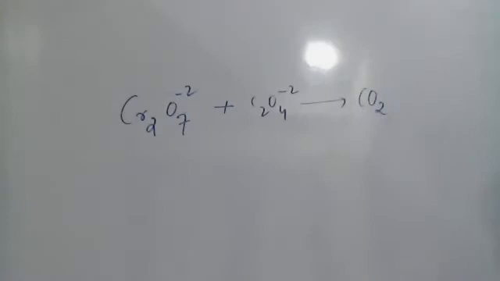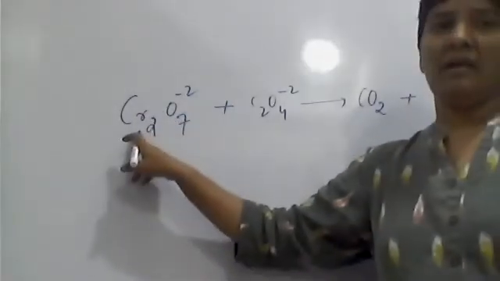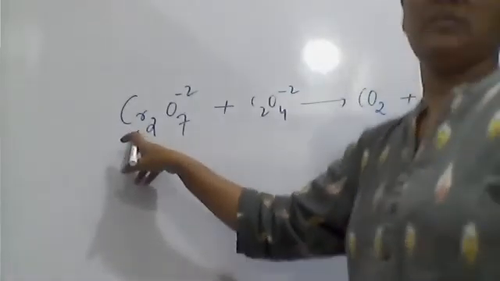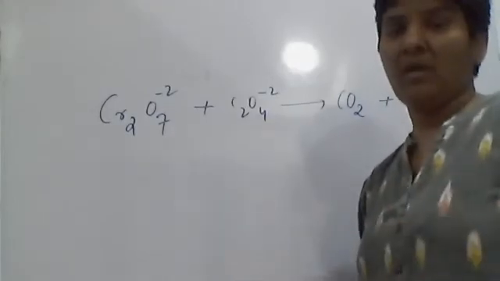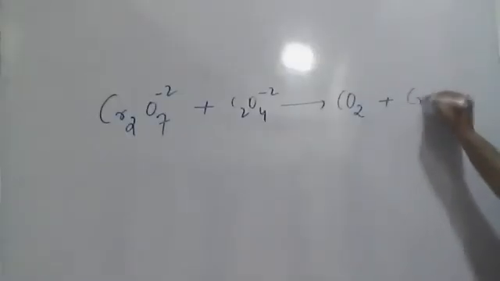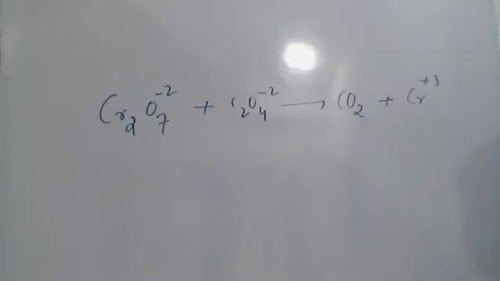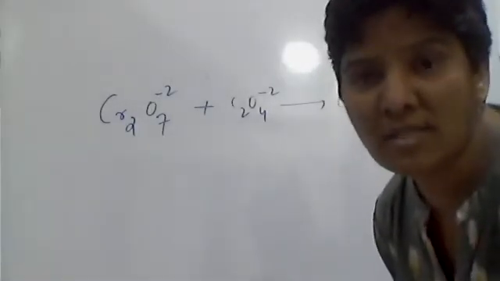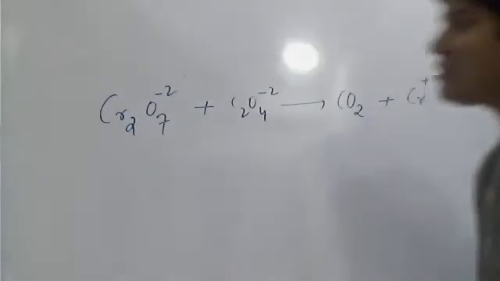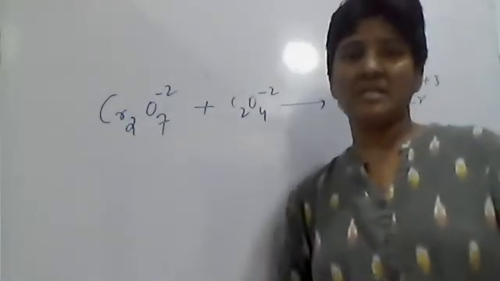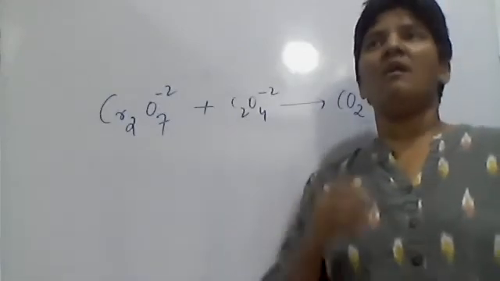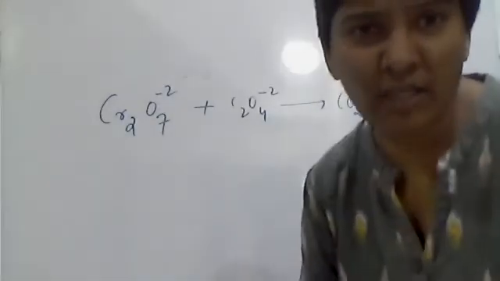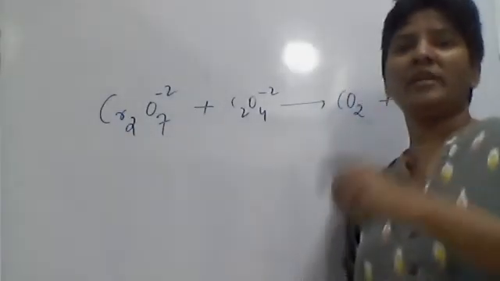So this oxalate will change to CO2. And see here, this dichromate, always in acidic medium, changes to chromic ion, which is Cr plus 3. The chromic ions will form green color salts. I told in the previous class that acidified dichromate is bright orange, like a Fanta, the cool drink, bright orange color.